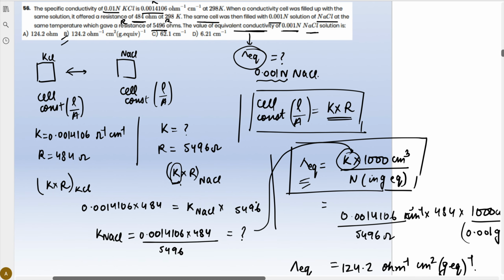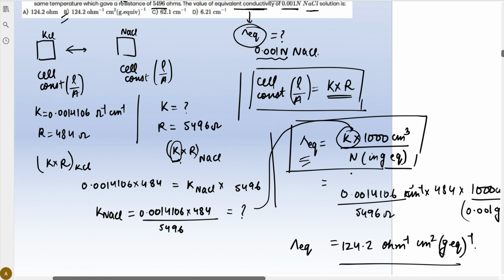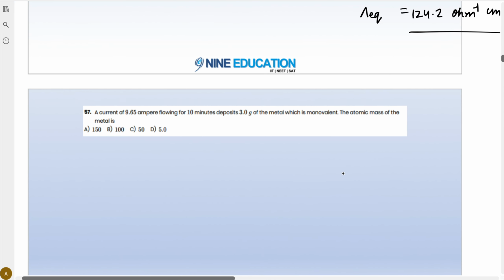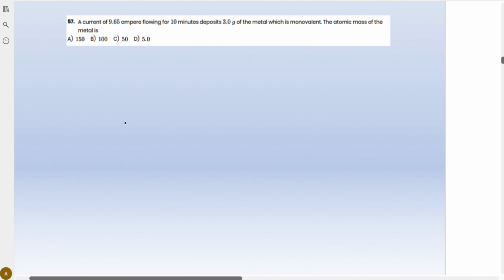Specific conductivity find, then equivalent conductivity. Next question, see, the same question came in the last exam. I guess it is repeated again. So W is equal to ZIT, Faraday's first law.